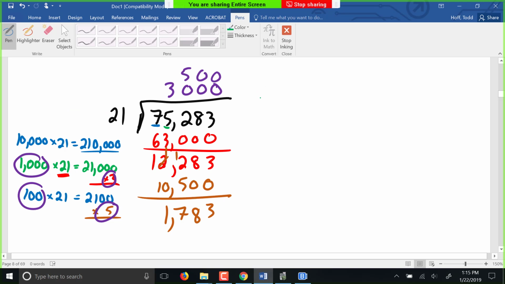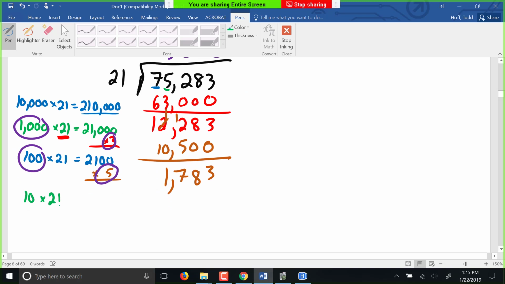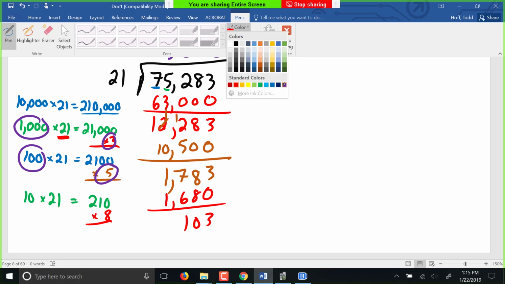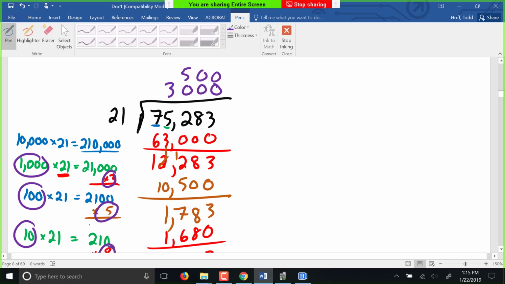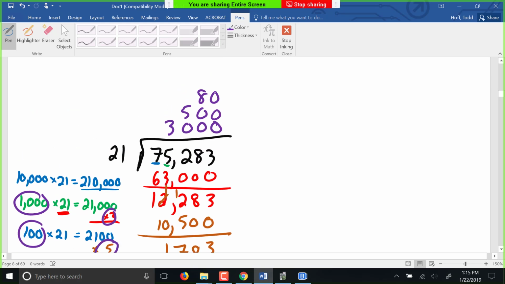My next place value is 10. 10 times 21 is 210. Can I subtract that from what's left? You bet. How many times? Let's try 8. 210 times 8 is 1,680. So that works. We've got 103 left. How many times did I subtract 21 there? 80. Very good. 80 more times.